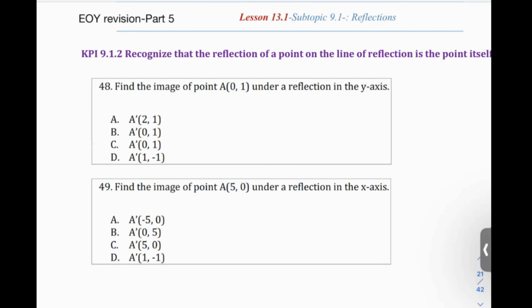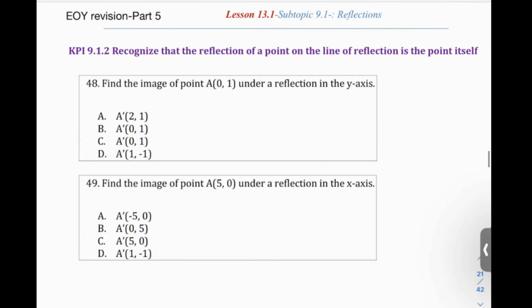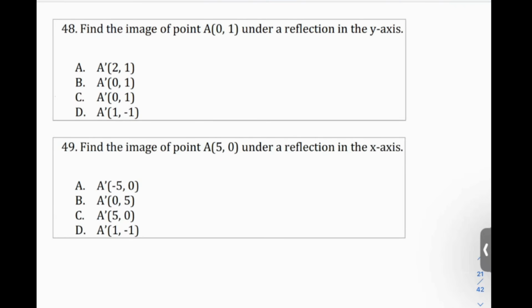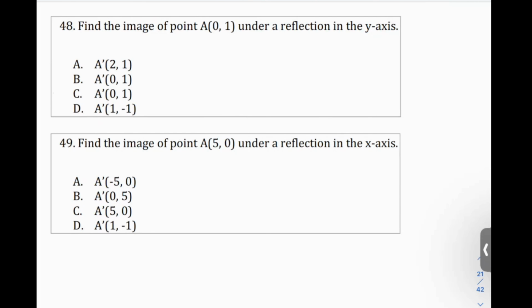We are going in this session to continue the revision for the end of year and revise using some practice questions. We are going to start with lesson 13.1, which is reflection. Reflection means mirror image, meaning flipping. Usually they give you in the formula sheet some formulas regarding reflection about the x-axis, y-axis, and y equals x. So starting with question 48, find the image of point (0, 1) under the reflection in the y-axis.